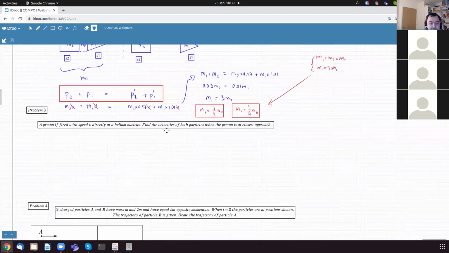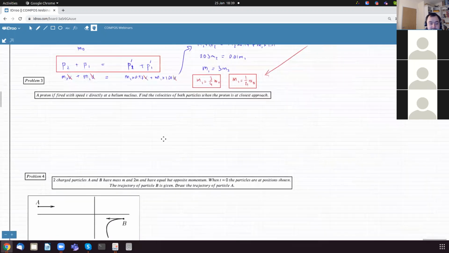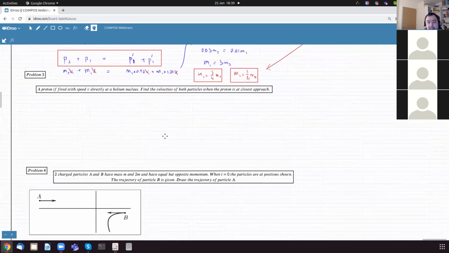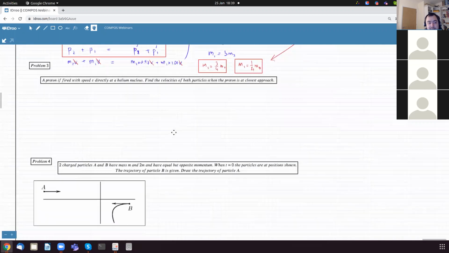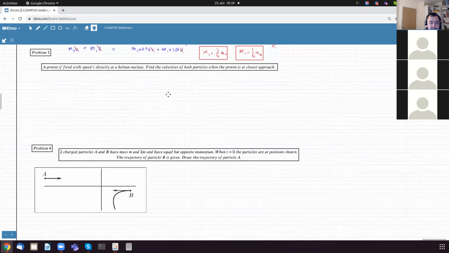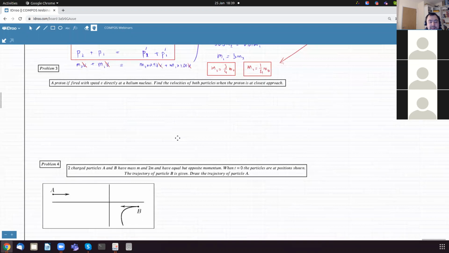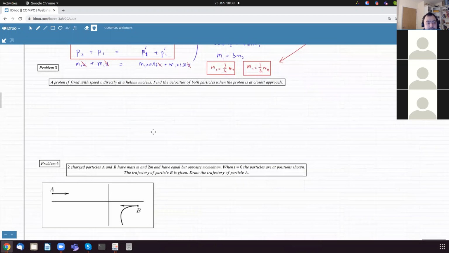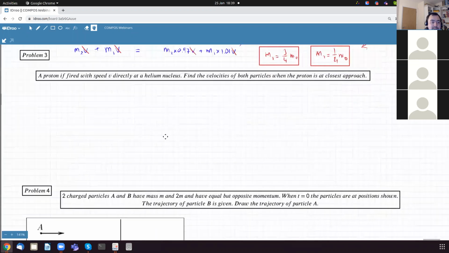The next bit is actually an inelastic collision. Inelastic collision. All right, so a proton is fired with speed v directly at a helium nucleus. Find the velocities of both particles when the proton is at closest approach.